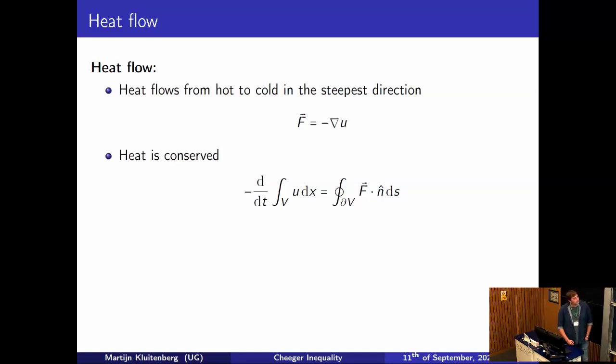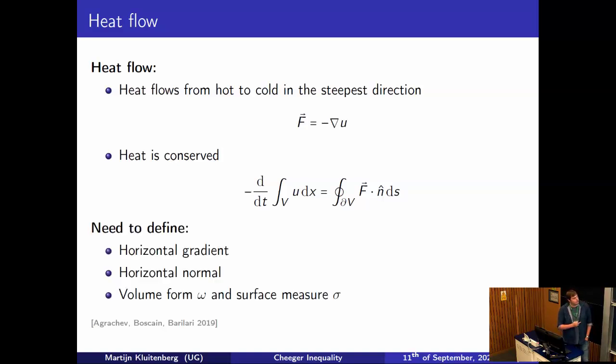So if I want to define this in a sub-Riemannian setting, what do I actually need to tell you? Well, I need to tell you what this gradient is, because it should be in a horizontal direction. It's not just the sum of derivatives. I should define this n that appears, because that should also be horizontal, because you see it's being dot producted with f, so I should be able to calculate the inner product of n. And I should tell you what the volume form and the surface measure are.